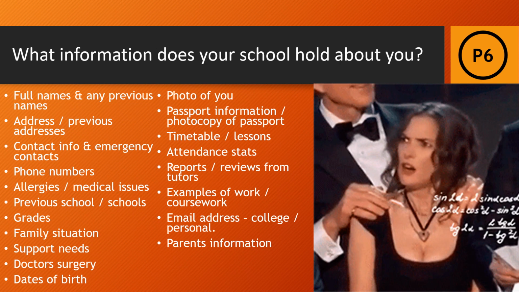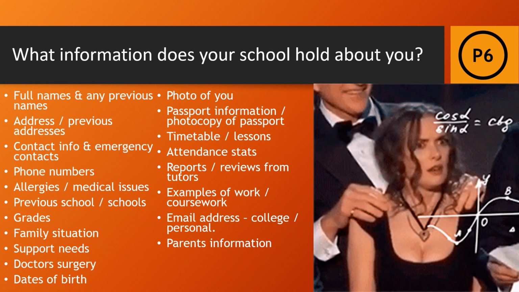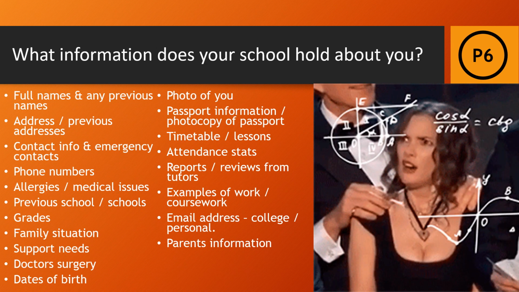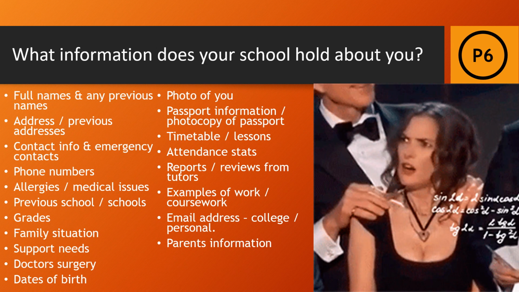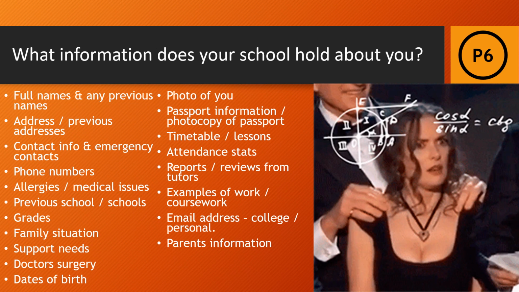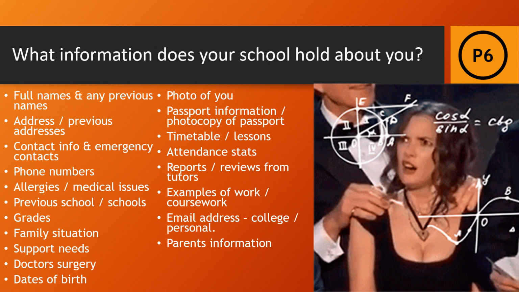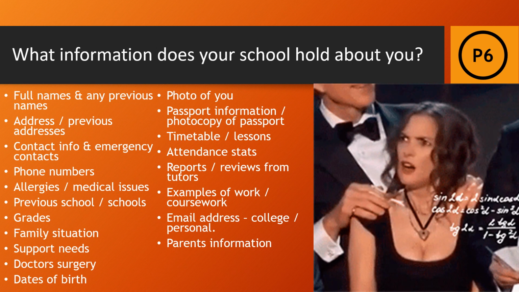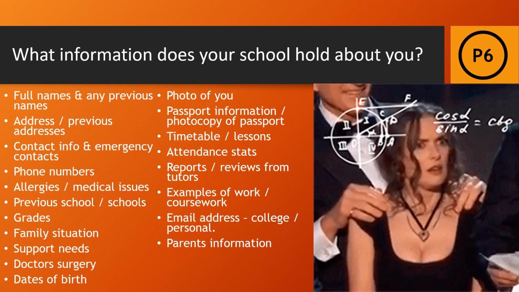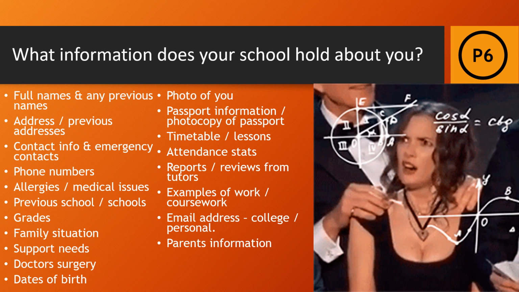So all our schools, or all your colleges, this is the personal information about you that they will hold. And it starts off with your name and surname, a photo of you. And it also goes through stuff like your address, your contact information, a bit of your medical history, which is kind of relevant to what we're looking at. It will hold your previous school information, your grades, your qualifications. There'll also be more specific things like attendance stats, reports and reviews from tutors, coursework, and any subject work that's been submitted, personal information about your parents, such as their address and their occupation.